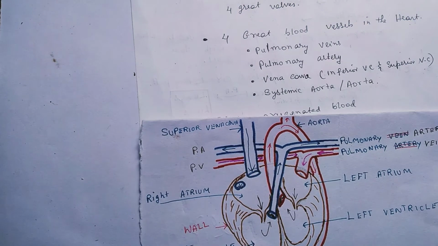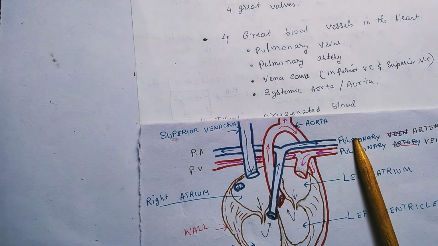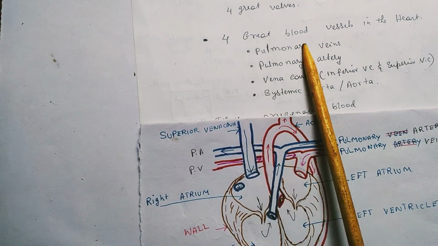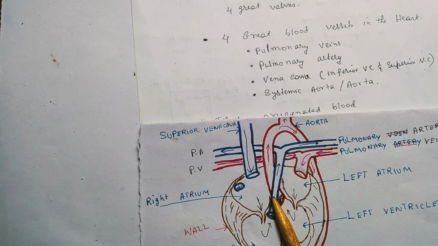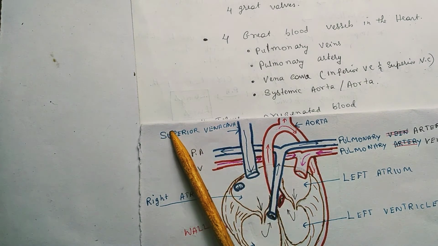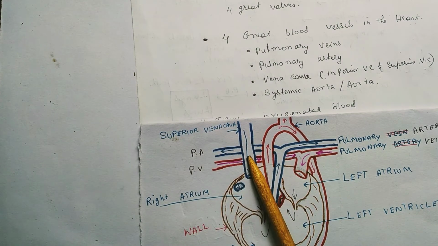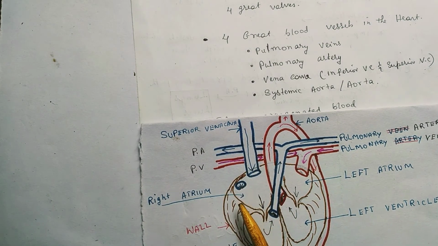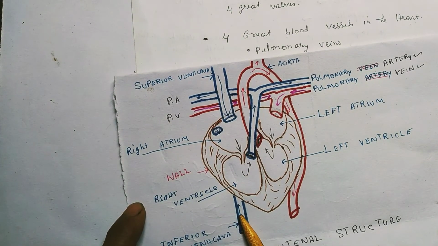Sometimes you may be asked, what are the 4 great blood vessels in the heart? In the heart, there are 4 big great vessels, big pipes for the blood, and these are: one, this one is the vena cava. These are 2 types, the superior vena cava, and this one is the inferior vena cava.